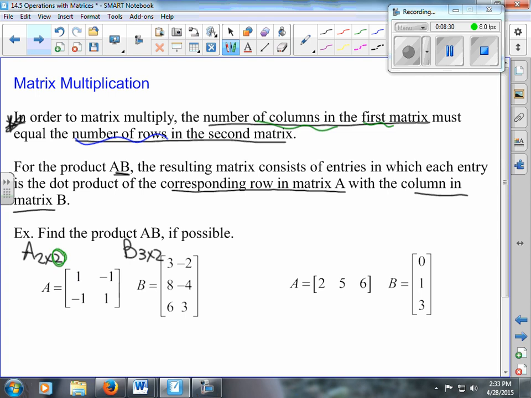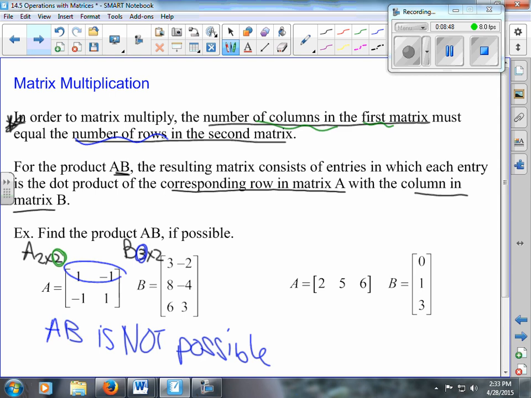So look at the number of rows in matrix B. That is 3. Okay? 2 and 3 are not the same. So in this case, A times B is not possible. So these 2 matrices, I cannot multiply together because the number of columns in matrix A is 2, but the number of rows in matrix B is 3.